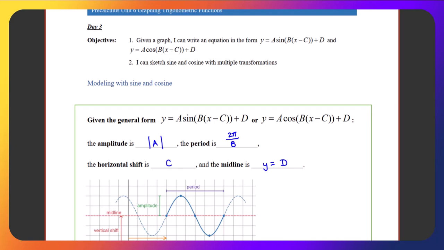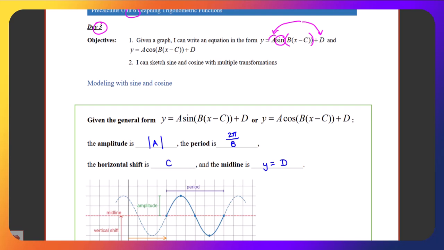Okay, we're going to talk about Unit 6, Day 3, graphing. A lot of the principles that we've used earlier are going to come into play here. Here is our function. Here is inside our function, and here is outside our function.